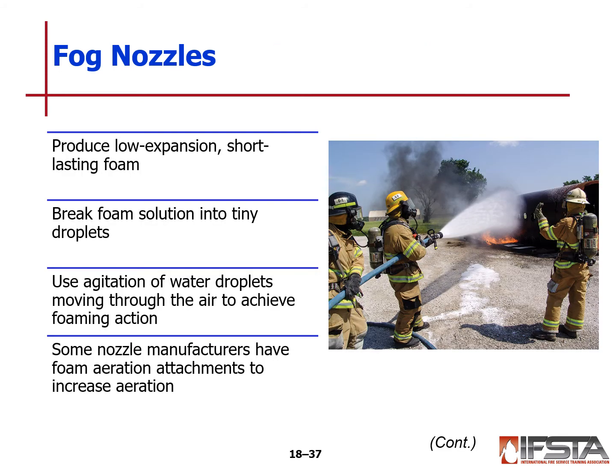Fog nozzles produce low expansion, short-lasting foam. They break the foam solution into tiny droplets. That's what a fog combination nozzle does, it breaks the water into tiny fine droplets. They use agitation of water droplets moving through the air to achieve the action of the foam. And then some nozzle manufacturers have foam aeration attachments to increase the aeration and make a higher expansion foam.